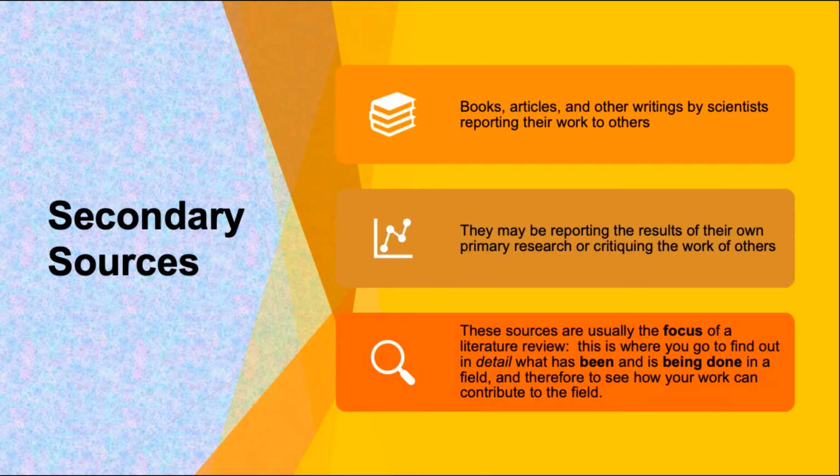Second is secondary sources, which are books, articles, and other writing by scientists reporting their work to others. Summarizing means summarizing other people's works. Also, they may be reporting the result of their own primary research or critiquing the work of others. And these sources are usually the focus of a literature review. This is where you go to find out in detail what has been and is being done in that particular research area, and therefore to see how your work can contribute to the field.